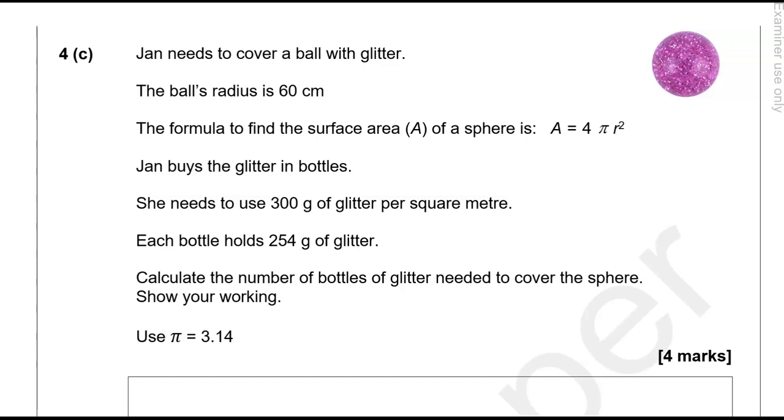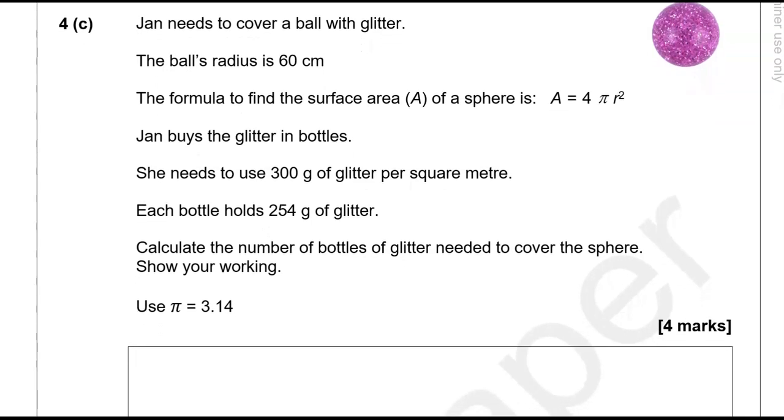Use pi equals 3.14. So let's work out the surface area first. So we're going to go 4 times 3.14 times the radius, which is 60 centimeters. But she needs to use the glitter which is given per square meter. So I'm going to convert that into meters. I'm going to do 0.6 and that is squared. So plug this in the calculator.